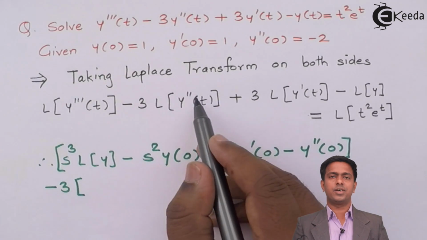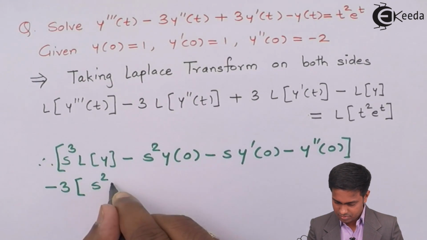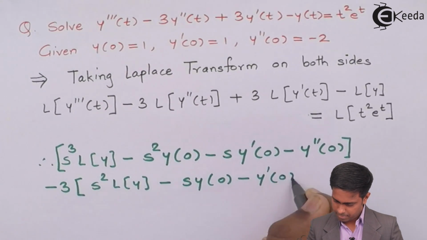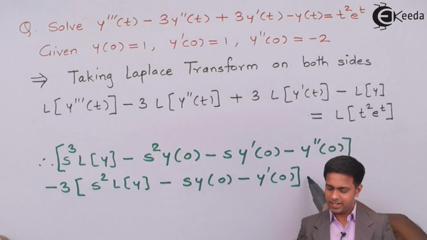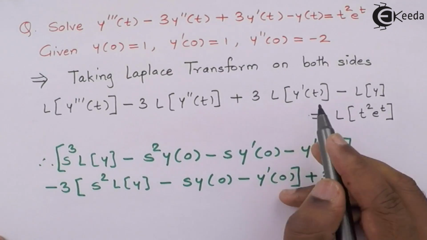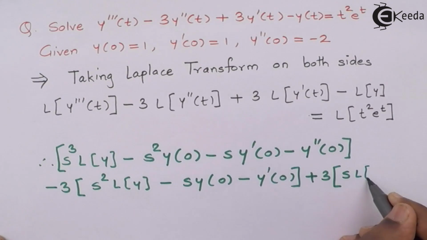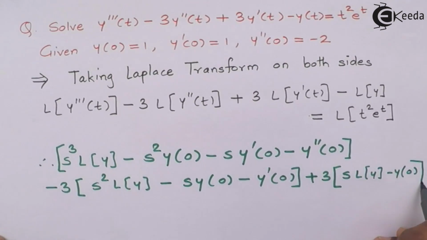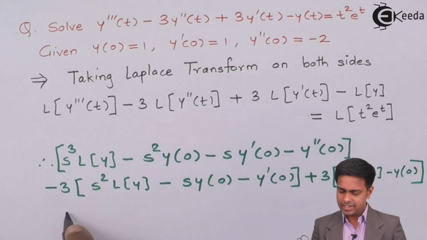Then for the second term, again we will apply the formula. So here we will get, now here we will get plus 3, and we'll apply the formula for this. So we'll get, and then the last term, that is Laplace of y as it is.